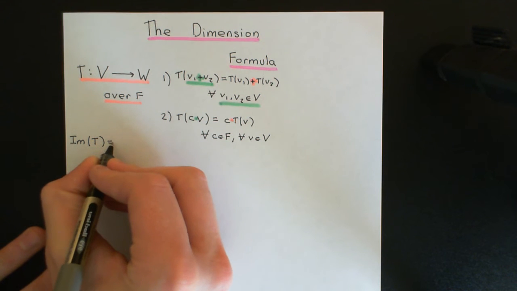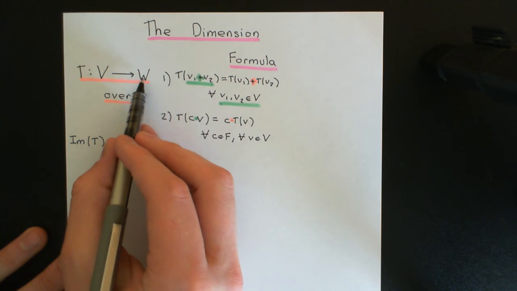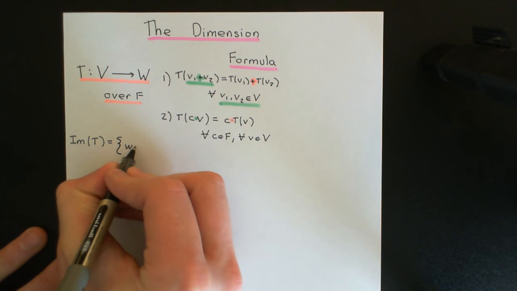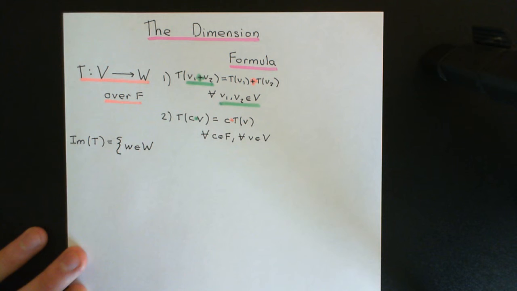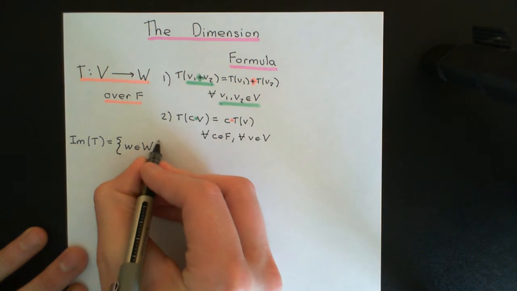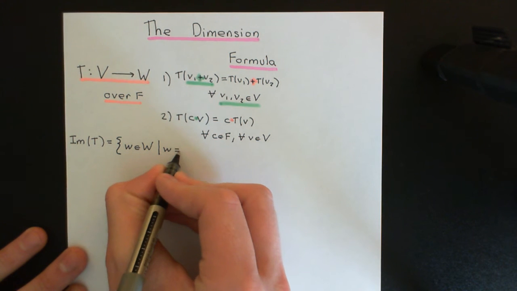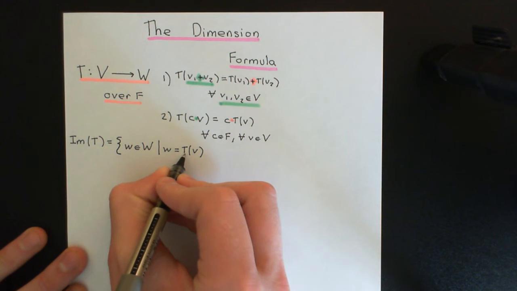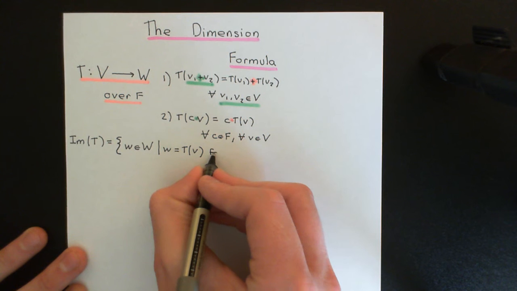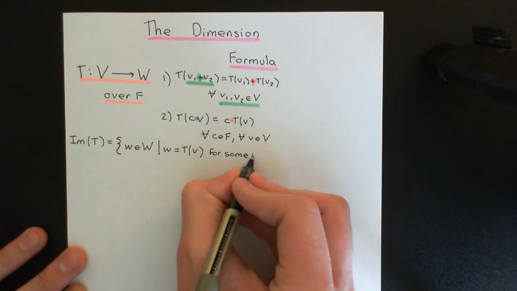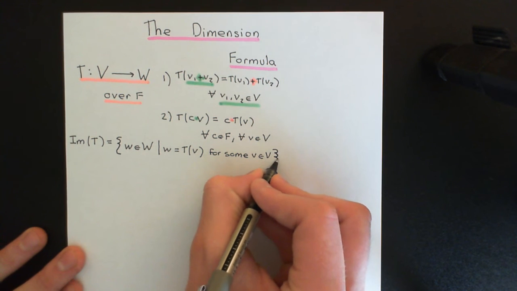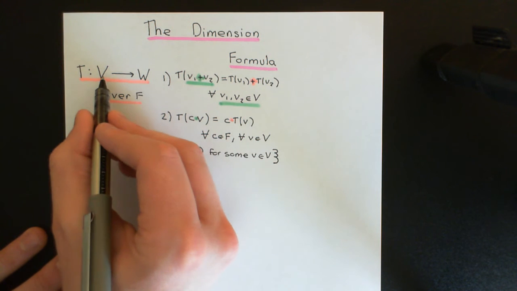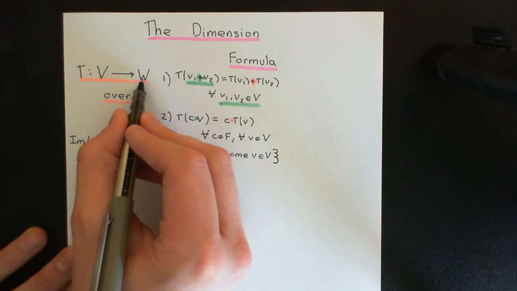Okay, so the image of a linear transformation is defined to be a subset of the codomain vector space. It's the subset that contains all the elements little w of our codomain vector space capital W, such that little w has some little v in the domain vector space which is mapped onto it by the linear transformation T, for some v an element of capital V. So it's all the elements in the codomain vector space which actually have elements in the domain vector space being mapped onto them.